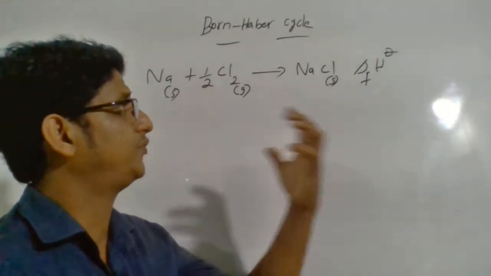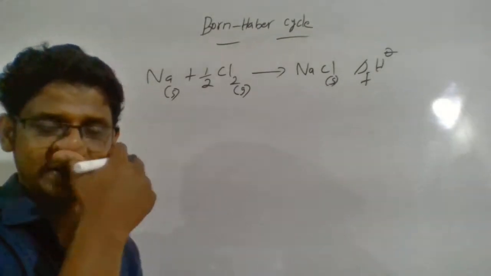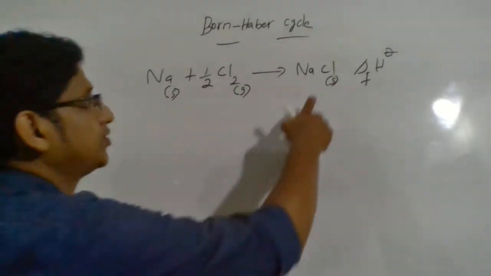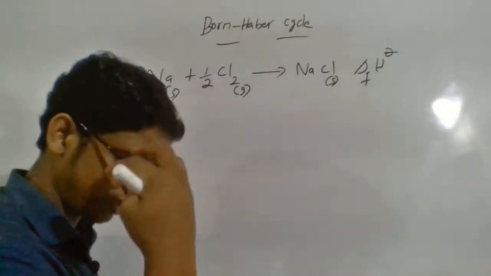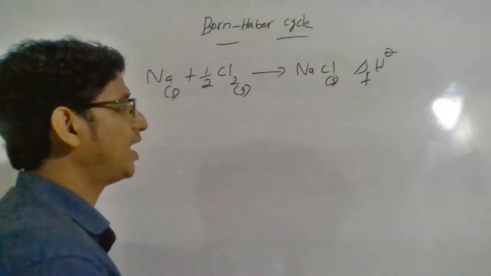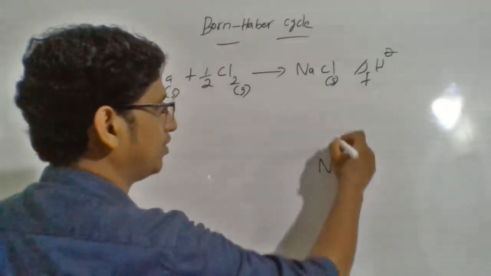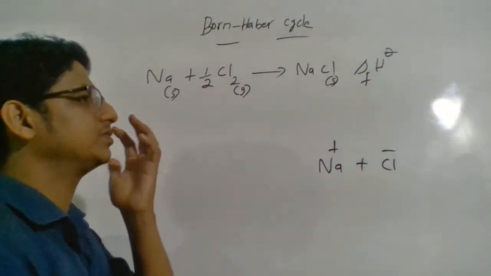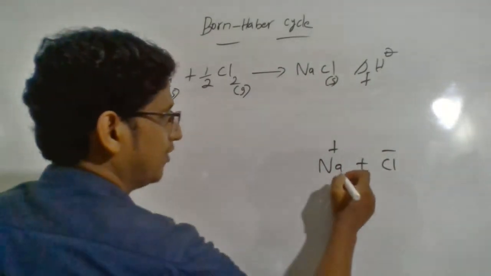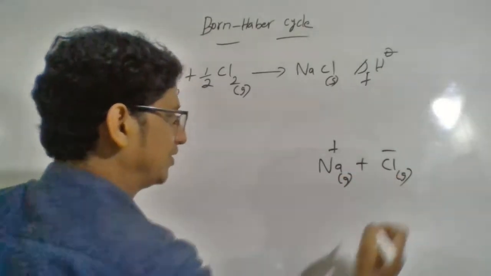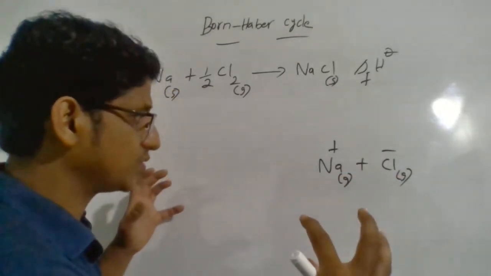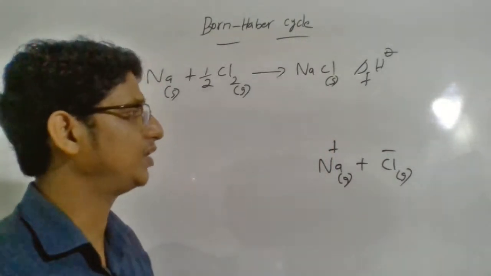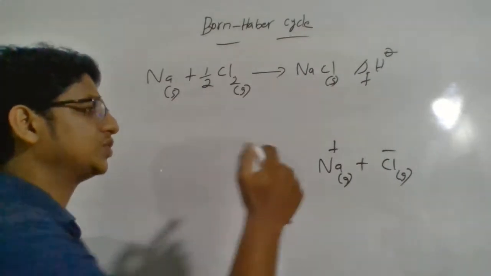This is the enthalpy of formation of sodium chloride. Like this, you can write for any compound. Now, another way of formation of sodium chloride. So how else can you form sodium chloride? Another way is formation from sodium ion and chloride ion. Here, sodium ion in the gaseous form and chloride ion in the gaseous form, when these two ions combine, sodium chloride will be formed. So that's another way you can think about the formation of sodium chloride.